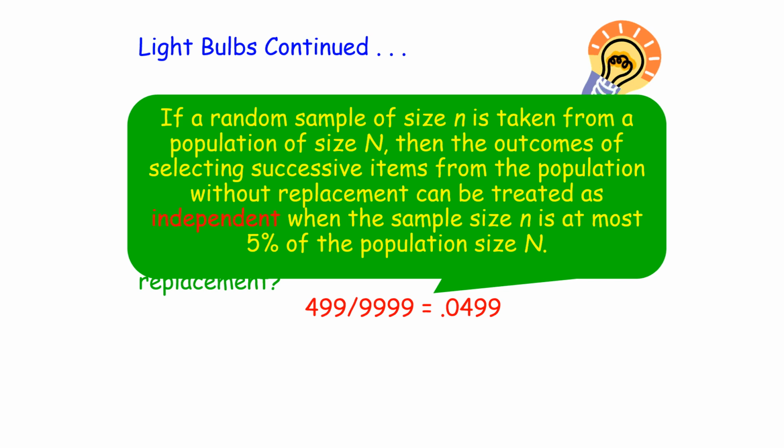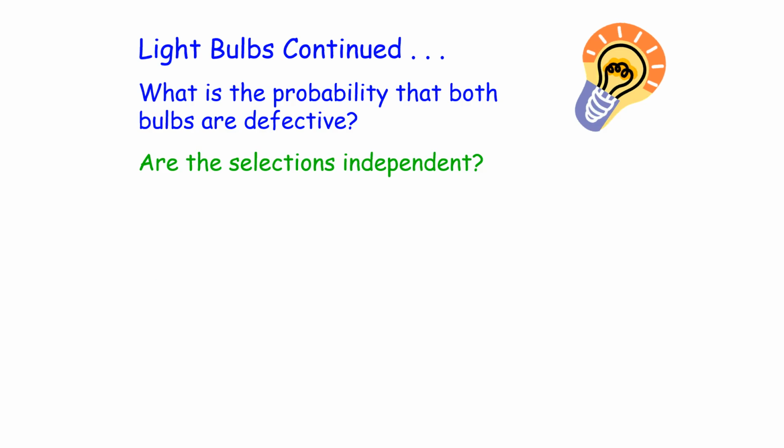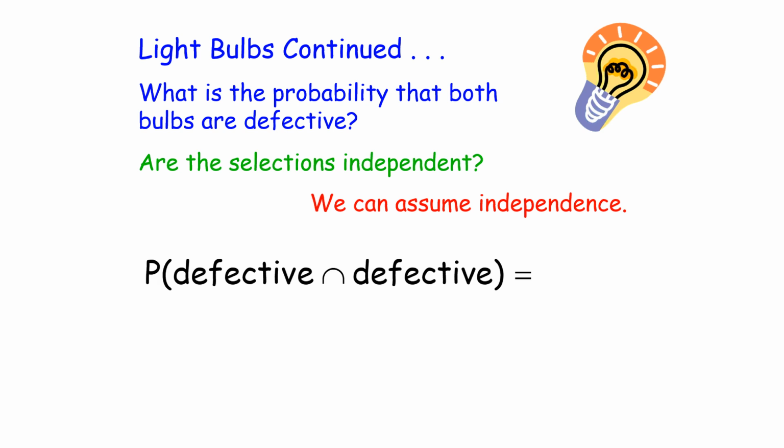Let's go back to our light bulbs. What is the probability that both bulbs are defective? Are the selections independent? We're going to go ahead and assume that they're independent based on what we just saw. So we're looking for the probability of defective and defective. So the probability of a defective bulb is 0.05, and the probability of getting the second defective bulb is 0.05, which is going to equal 0.0025. So we have a 2.5% chance of that happening. Oh, sorry, I have a 0.25% chance of this happening.